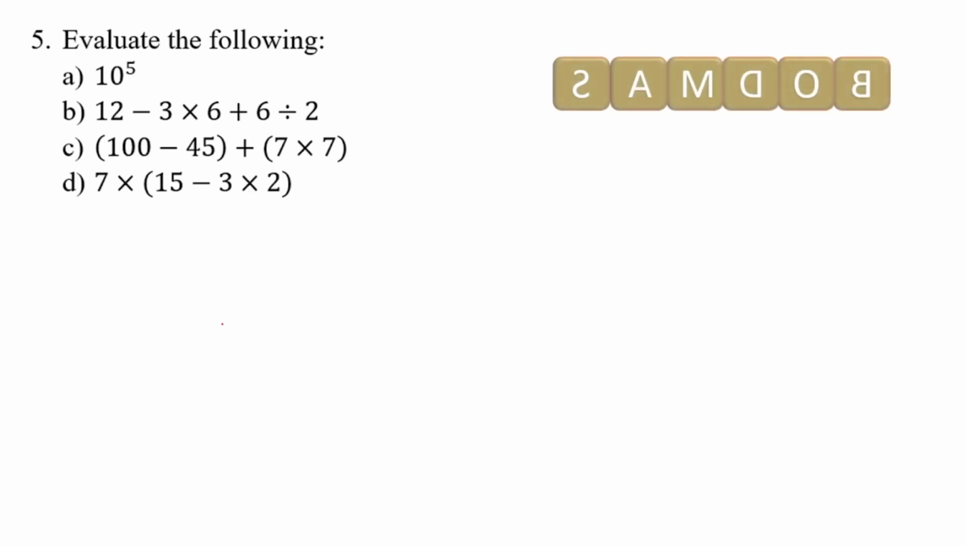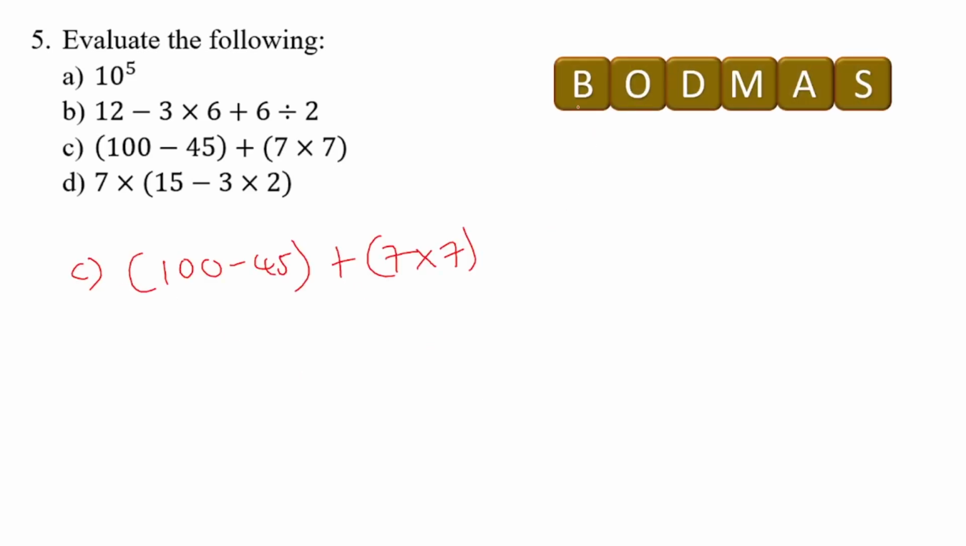Okay. And then C, again, BODMAS will assist us here. So we're going to start with brackets. So it's going to be 100 minus 45, which is 55. Then plus 7 times 7, which is 49. And then we have 55 plus 49, which is 104.